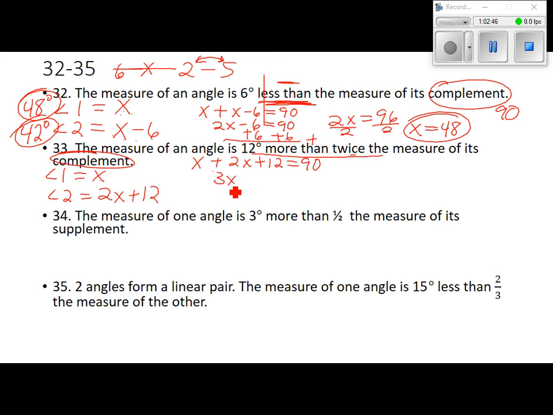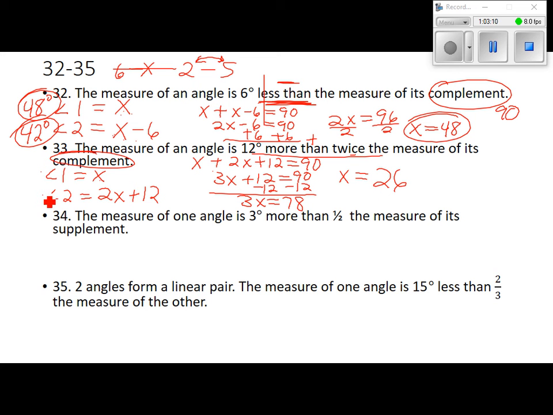That's 3x plus 12 equals 90. Subtract 12 on both sides. Hopefully after you do some of these equations for a while, you can do some of this in your head. That gives you 78. Divide both sides by 3 and you end up with x equals whatever 78 divided by 3 is. 26. So x equals 26.